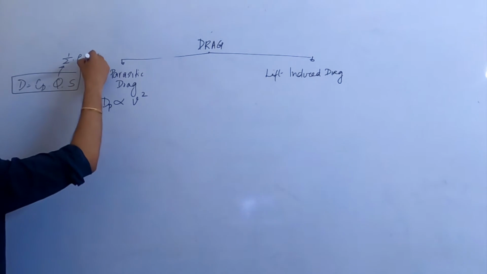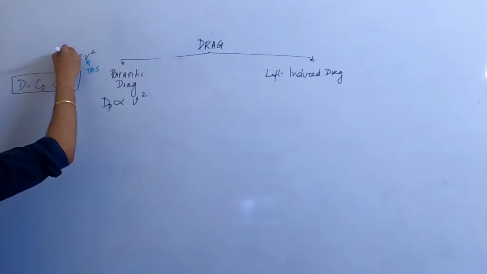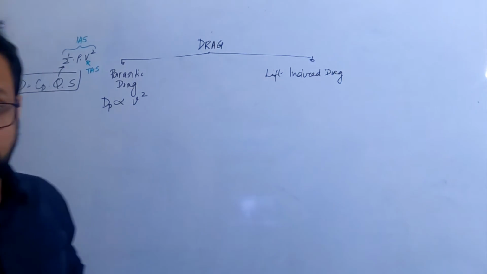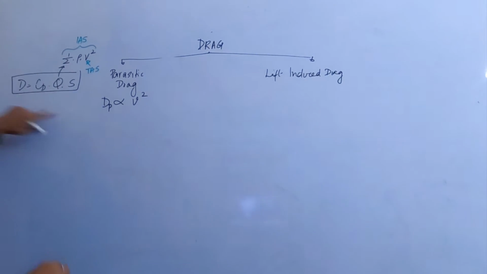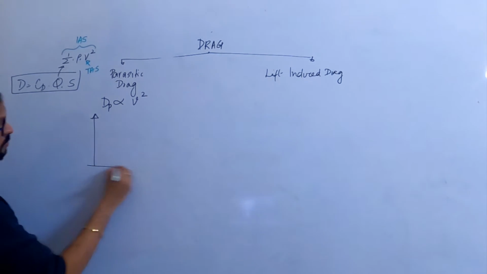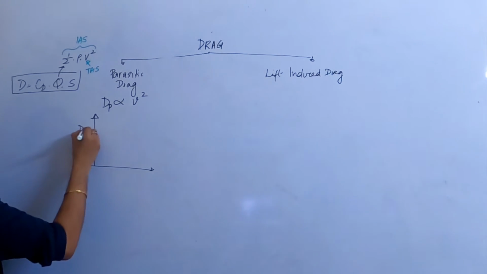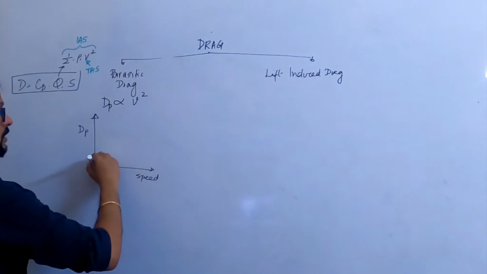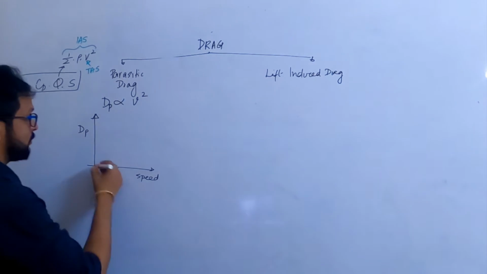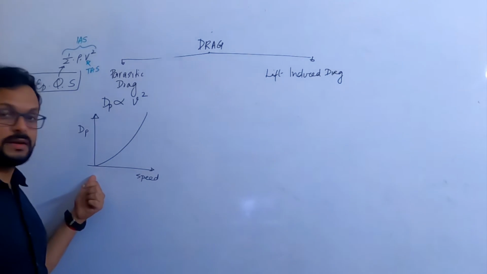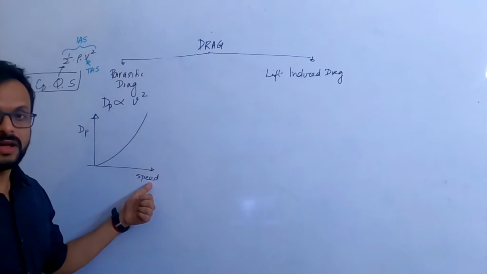What is this V? This V is the TAS, and what is this indicative of? This is indicative of the indicated airspeed, right? With this equation in mind, when you increase the velocity, what happens to your parasitic drag? It increases with the square of velocity, and on the basis of that, in the last class we drew a graph between parasitic drag and the speed. How is the graph? It increases exponentially, not linearly, because it is proportional to the square of V. So out of the graph and the equation, what you have to understand is lower the speed, lower is the parasitic drag. Higher the speed, higher is the parasitic drag.